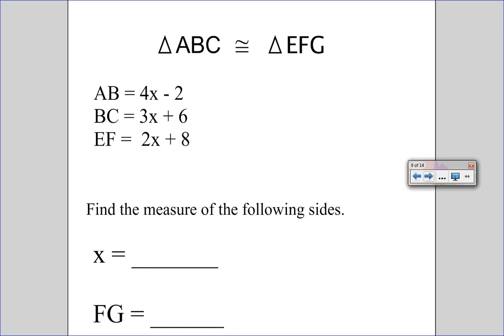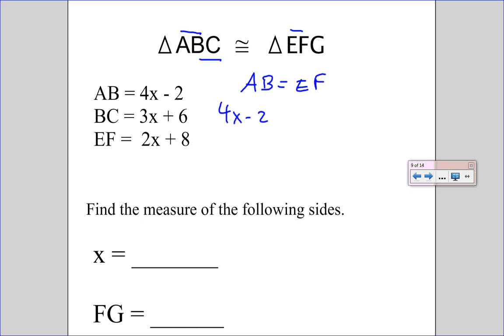All right, pause the video and try this one on your own. All right, we got AB, which is right here. We got BC, which is right here, and EF, which is right here. Well, I know that AB equals EF, because that's the first two letters.